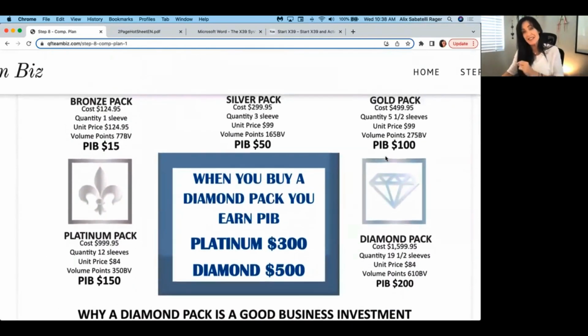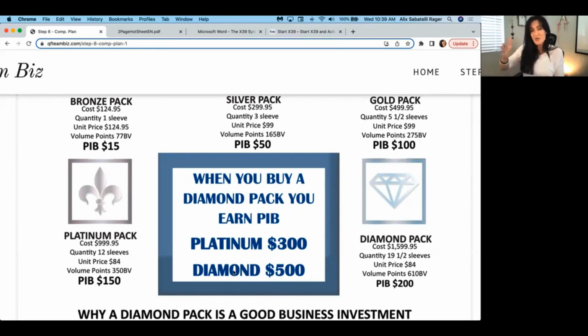But you're going to get paid at the highest level that we get paid, and you're going to earn more when you bring in other people. You'll see that as a qualifying diamond, for 14 weeks, when you enroll a platinum, you'll be paid $300 instead of $150. And if you bring in a diamond, you will earn $500 instead of the $200.